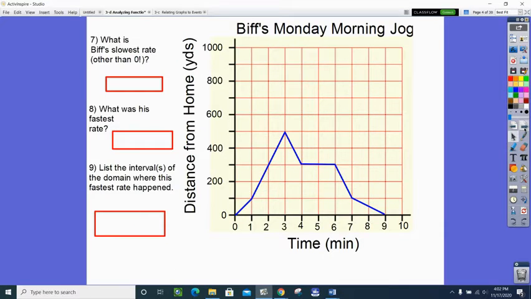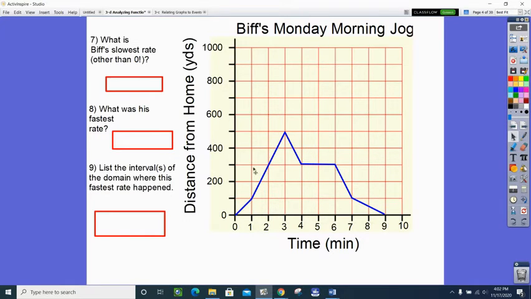Okay, we're back with our buddy Biff. And Biff is going to go on a jog. And I want you to look at this distance graph and pull off rate. That would be speed. So can you find his slowest rate? What is his fastest rate? And for what interval did that fastest rate happen? So pause the video if the Edpuzzle doesn't stop, please, and try to answer those 3.